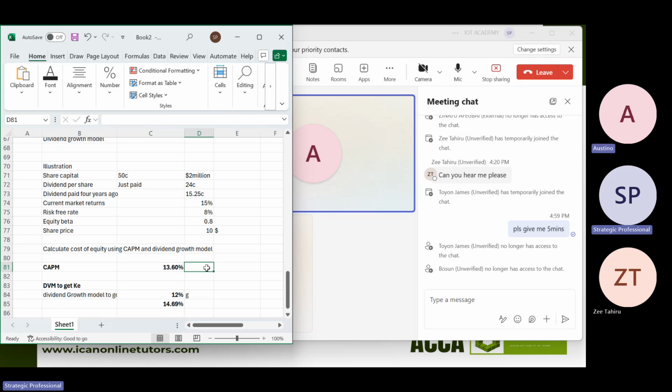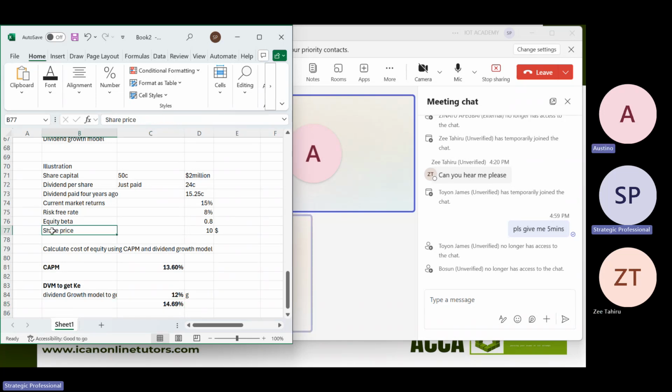So if you remember, there's something we can also get from this question. Do you know we can also get the share price? At this share price, I just assumed something because I was trying to get something. If you remember, I assumed this share price because I wanted us to use the dividend growth model to arrive at our cost of equity.